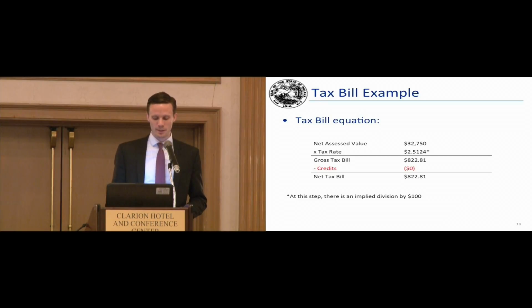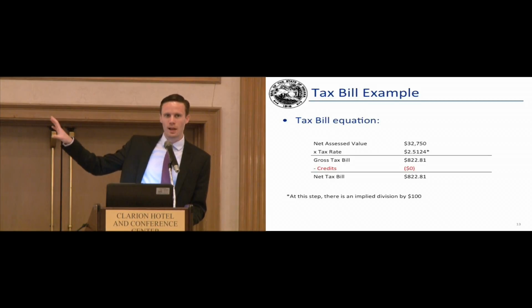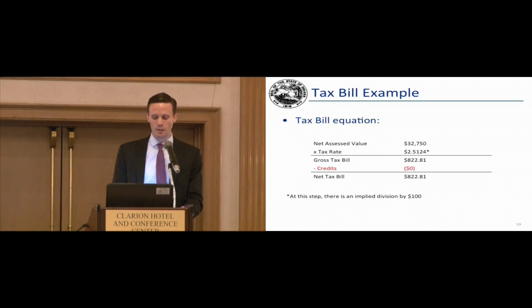So for the Smith family, we're saying that their tax rate is 2.5124. I've got this same asterisk throughout. There's an implied division by $100 when we show this tax rate. So in reality, you could either move the decimal 2 spots over on the tax rate, or you could cut down the net assessed value by 2 spots. But for the Smith family, we arrive at a gross tax bill of $822.81. And for right now, we're saying they're not eligible for any credits. That also becomes, as things stand right now, their net tax bill, $822.81.